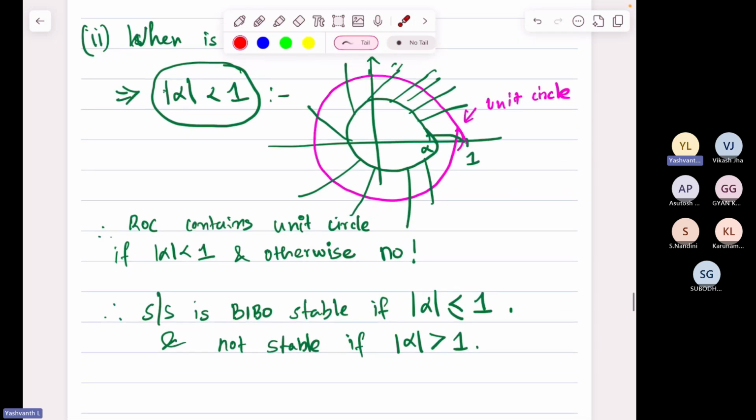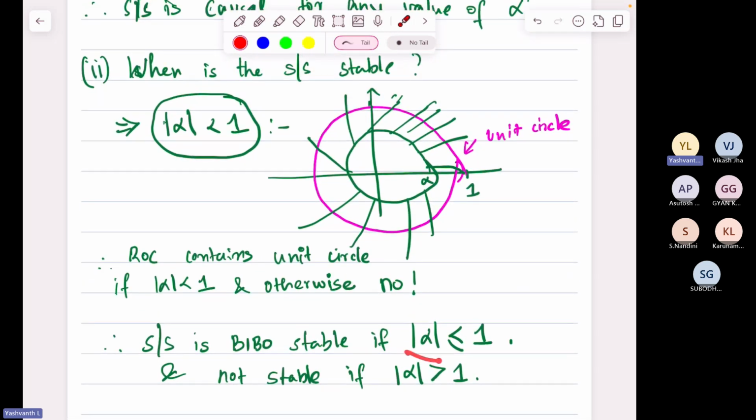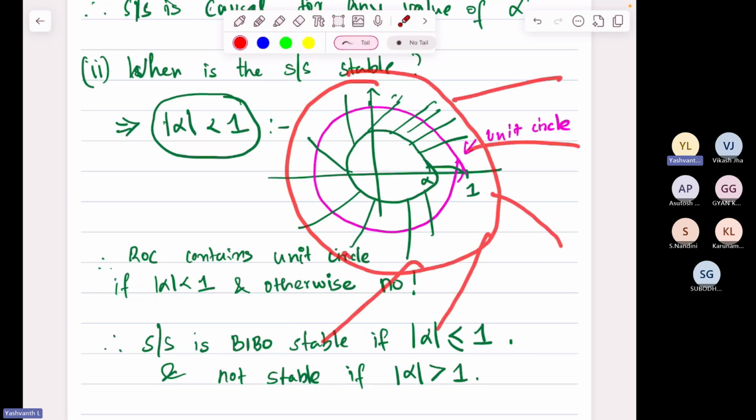Therefore, for BIBO stability, |alpha| should be less than 1. If it is more than 1, then it is not a stable system, because then |z| equal to |alpha| will lie outside the unit circle, and the exterior part of |z| equal to |alpha| will not contain the unit circle. Is it clear?